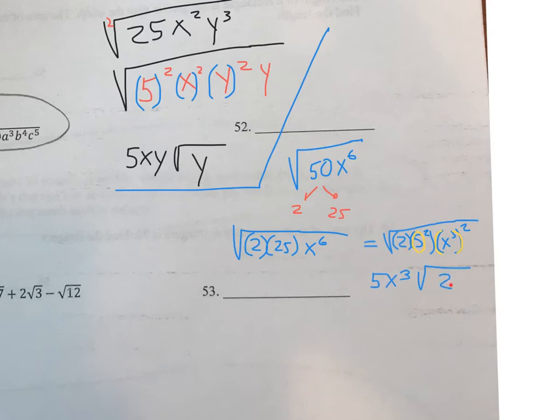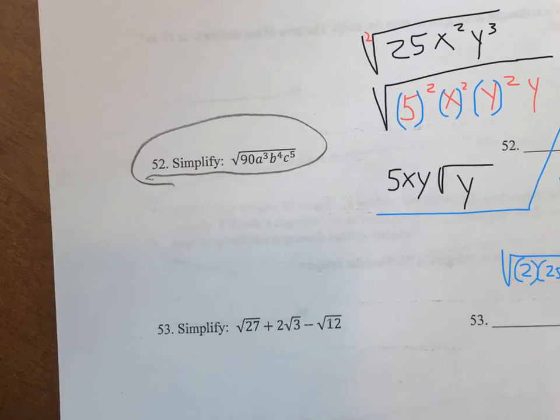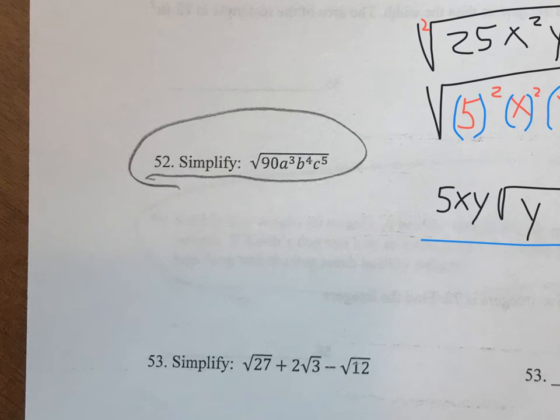2 is left over, right? So again, 5 was showing an exponent of 2, and x to the 3rd was showing an exponent of 2. So they got out of jail, leaving the 2 behind. So there's some more basic versions of this.